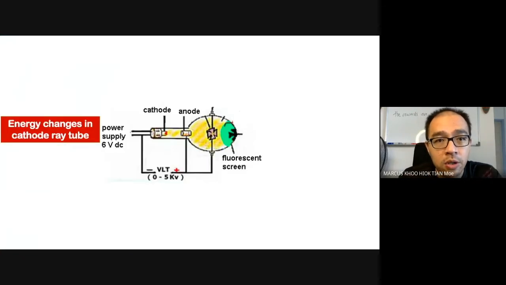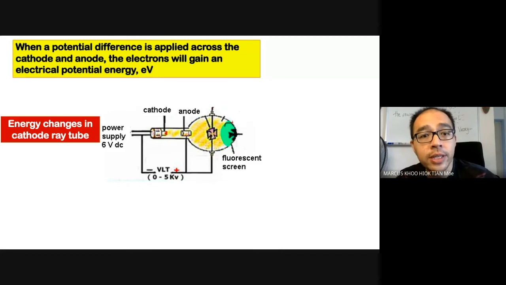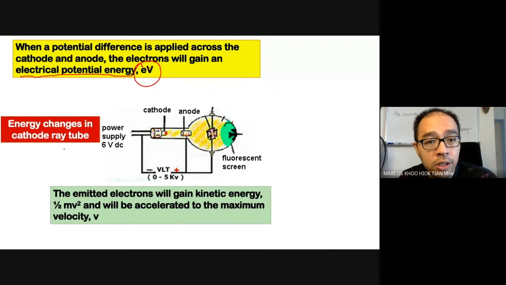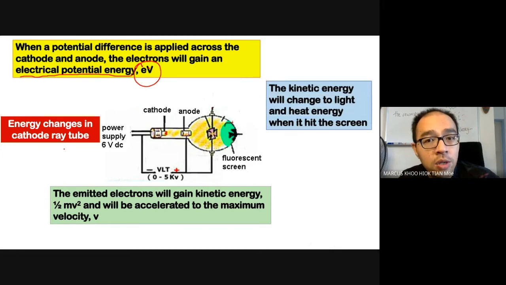Okay, so let's go. When a potential difference is applied across the cathode and the anode, the electrons will gain an electrical potential energy, which is called eV. This is electron volt. Let me repeat, this unit is called electron volt, which is also known as the electrical potential energy. The emitted electrons will gain kinetic energy and will be accelerated to the maximum velocity, which is v. So the kinetic energy will change to light and heat energy when it hits the screen.